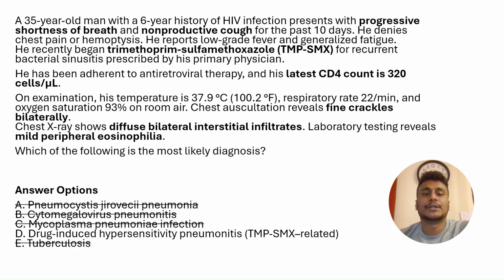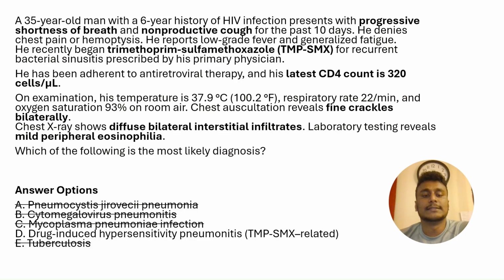But the classic TB picture is productive cough, night sweats, weight loss, and upper lobe cavitary lesions or miliary nodules on chest imaging. Here, the chest X-ray shows diffuse interstitial infiltrates, not cavitations. There's no mention of exposure, chronic symptoms, or even systemic symptoms that are typically associated with tuberculosis. So this presentation doesn't match that of tuberculosis, hence we rule it out.